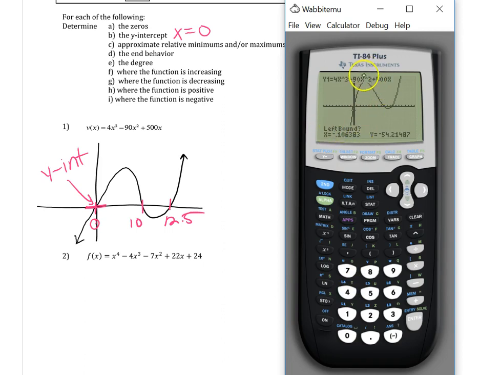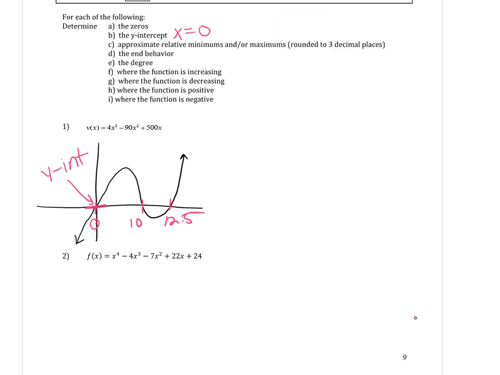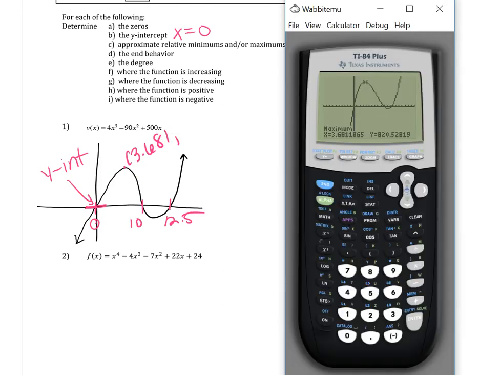Left bound. If I want to capture this maximum, I could use x equals 0 as a left bound. Since I know the intercept over here is 10, I could use 10 as a right bound. And you'll see that by me pressing in those values, I actually can set the arrows to capture the inside, or you could just use these side-to-side arrows to capture the maximum as well. Either way, when you set your bounds, you want the arrows to pinch in on the maximum you're trying to capture. When it says guess, we can just hit enter again. And there we go, 3.681, 820.528.